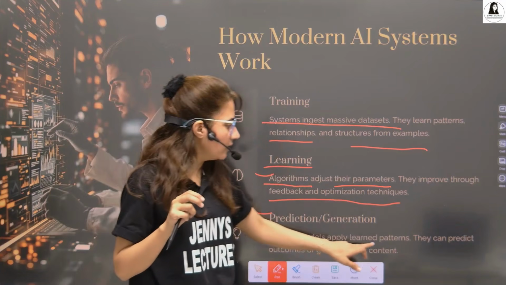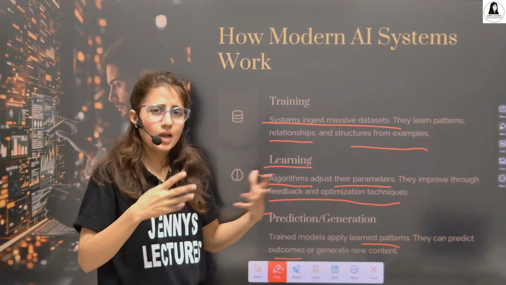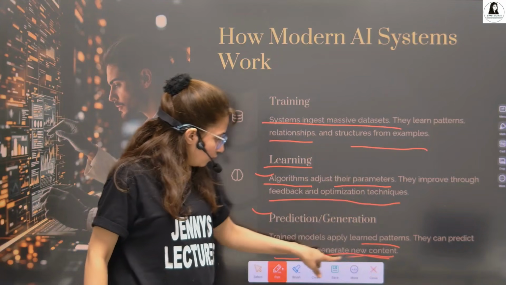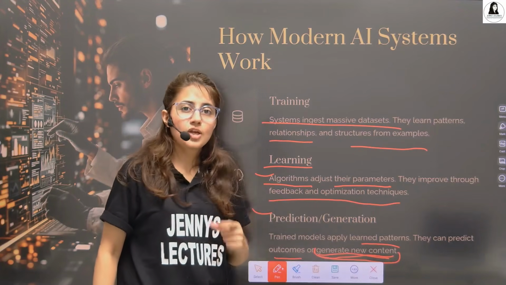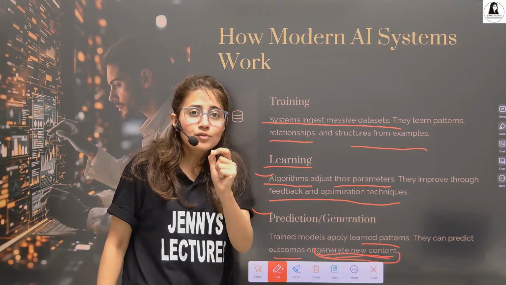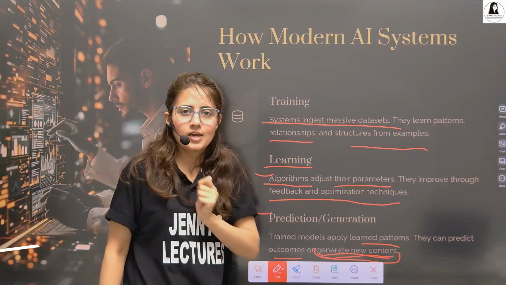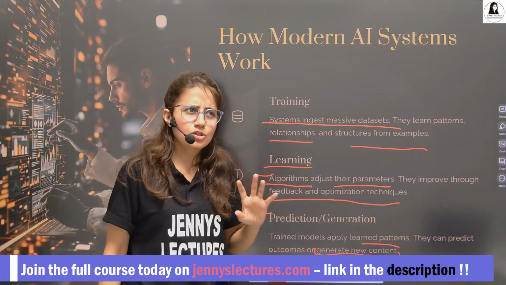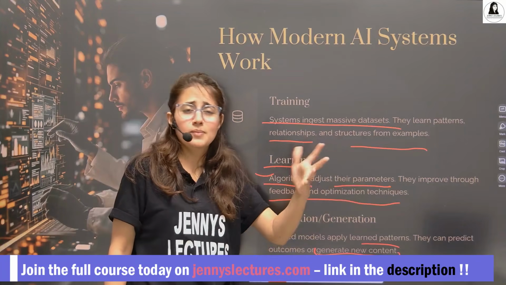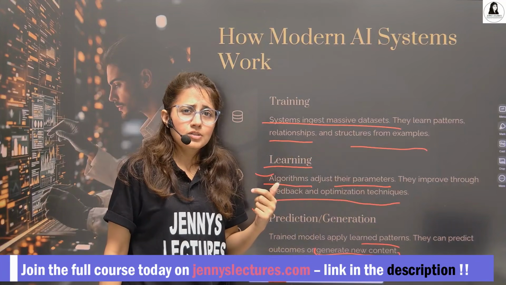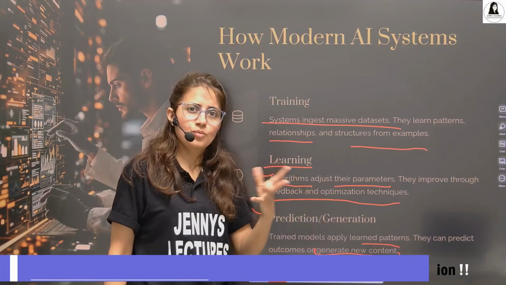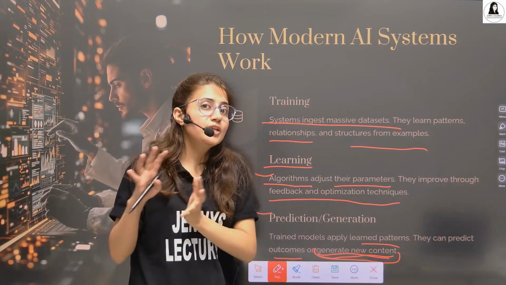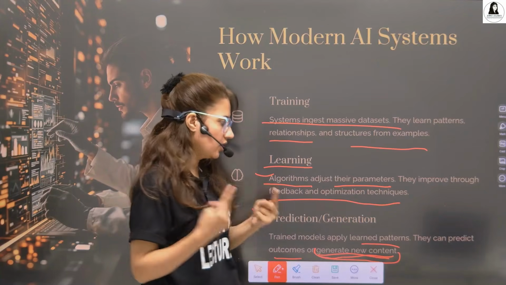A trained model applies learned patterns, and it can predict outcomes, classify outcomes, or generate new content. Now this generating new content is generative AI. Generative AI is a part of modern AI. It not only focuses on prediction or classification of data, or just identifying what image this is, or simply translating human language into a different language. No, it can generate new data as well. So that is generative AI.